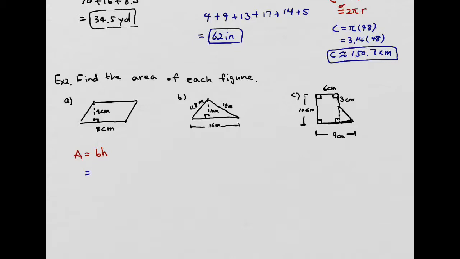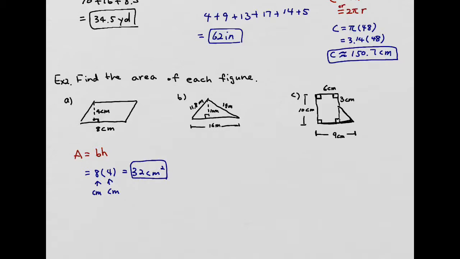Your base is going to be right here, 8. So your B is going to be 8. Your height is always going straight up, so whichever gives you 90 degrees. So your height will be 4. When you multiply those two numbers, you're going to get 32. Because you are multiplying 2 units, 8 centimeters and 4 centimeters, your solution will become square centimeters.